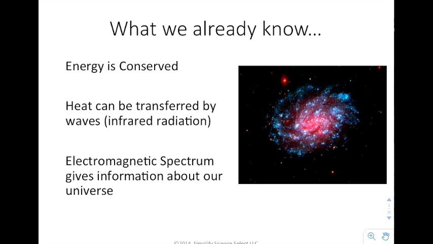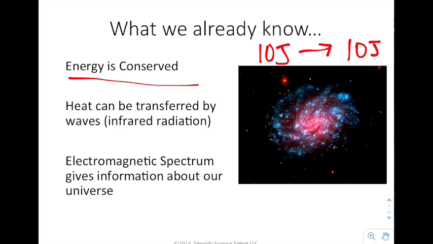So here's what we already know. We know that energy is always a conserved quantity. If you have 10 joules of energy over here, no matter what you do to it, you're going to have 10 joules of energy over here. Now that 10 joules of energy can look different. It can be heat on the left and it can be gravitational energy on the right. But no matter what you do, that energy value is going to be the same.